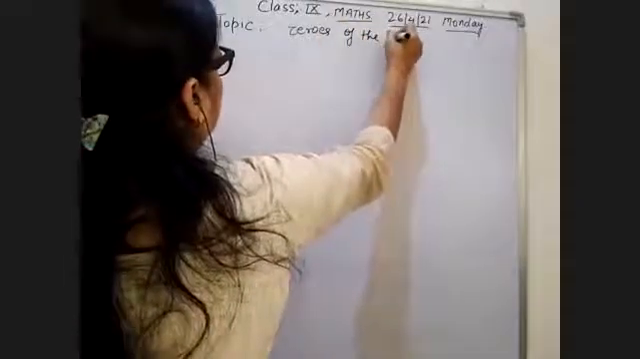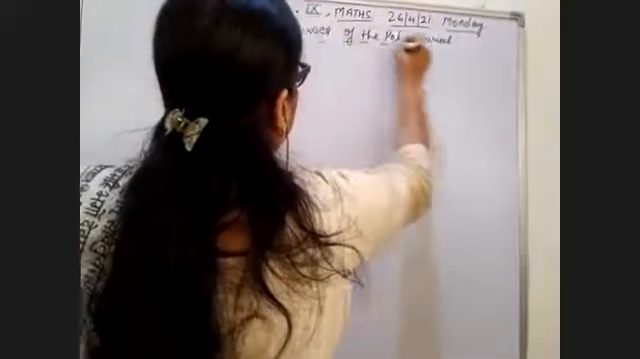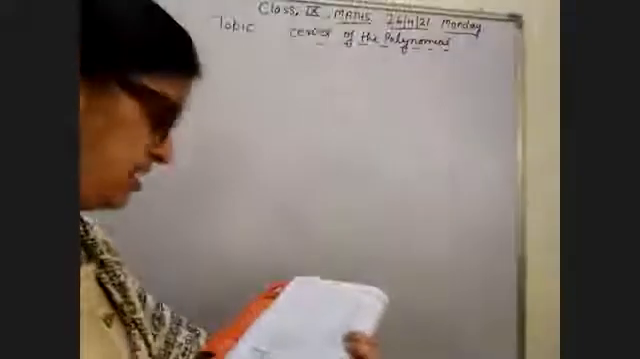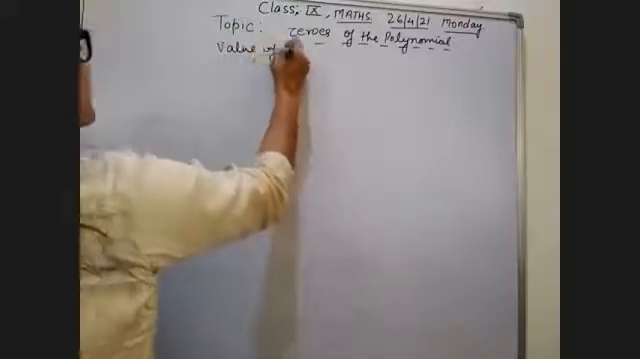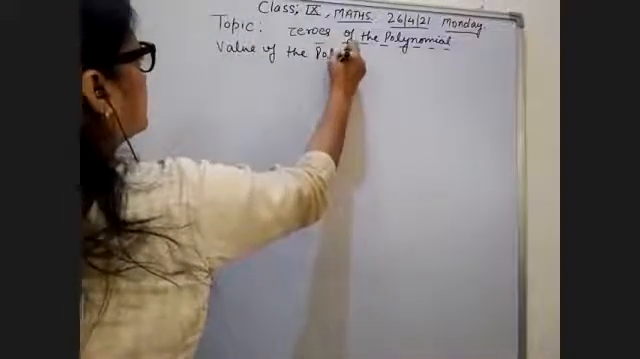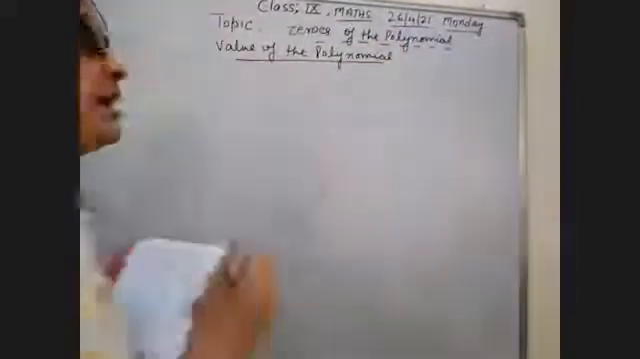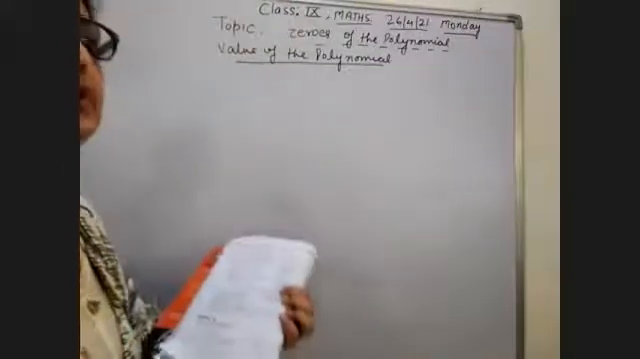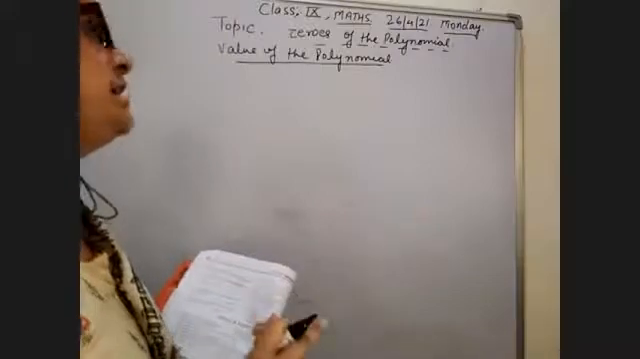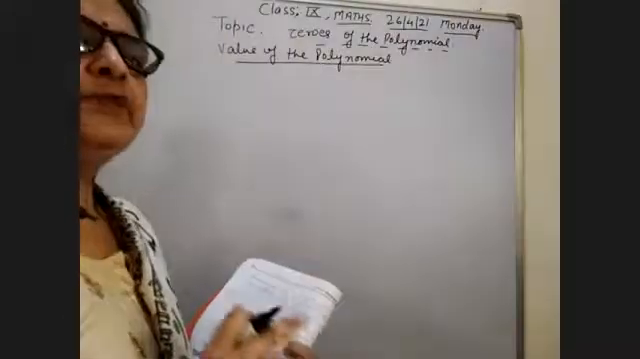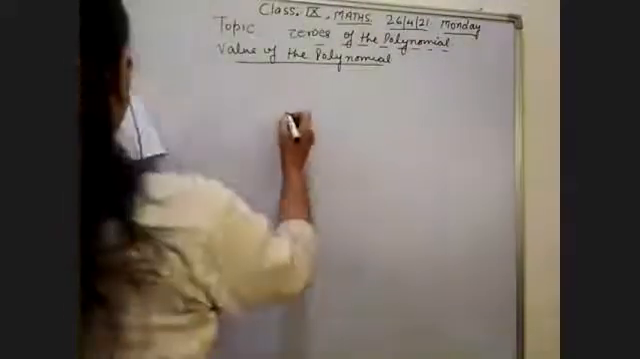Zeros of the polynomial. What is the zero of the polynomial? First, I will define it. To understand the zero of the polynomial, you have to study the value of the polynomial. And how do we find the value of the polynomial? We can obtain the value of the polynomial by putting the value of the variable. I will give you one example and then it will be clear.